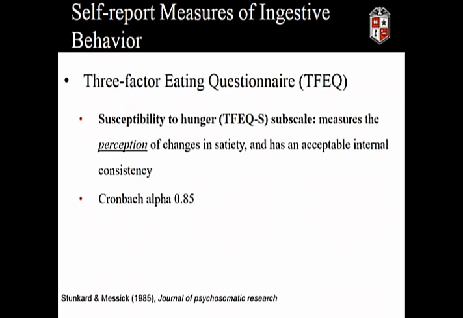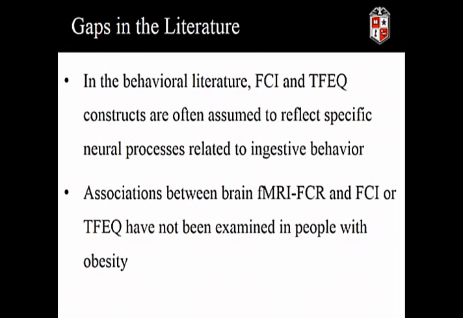Susceptibility to hunger is a weirdly defined scale, especially when you're trying to identify what it's trying to do. It's the perception of changes in satiety, so it's not actually a visual analog type scale of satiety, it's your perception of it. It doesn't show up in the literature as much.